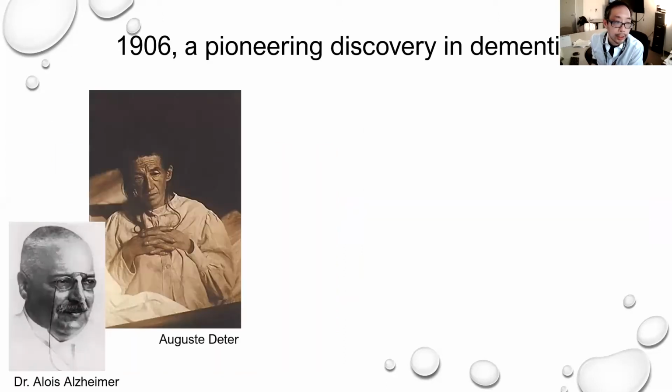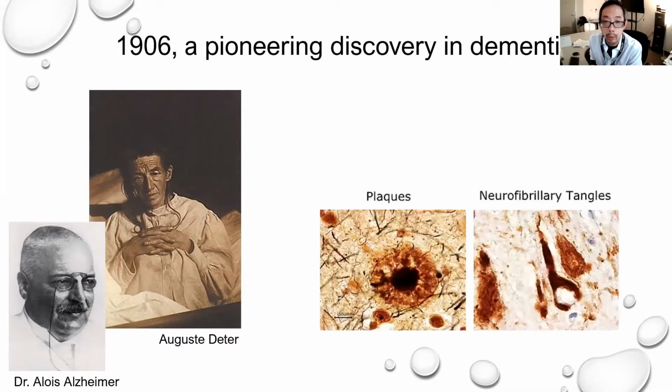So in 1906, Dr. Alzheimer was caring for one of his patients, Auguste Deter, in Germany. And this was a woman in her 50s who showed dementia-like symptoms. When Auguste passed away, Dr. Alzheimer performed an autopsy on her brain, and he saw what we now know are hallmarks of Alzheimer's disease. And these are formations within the brain that he described as plaques and tangles.